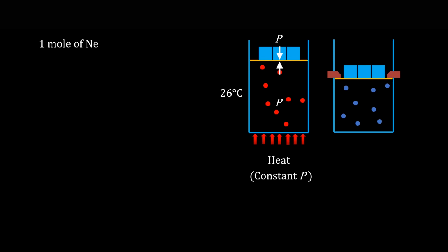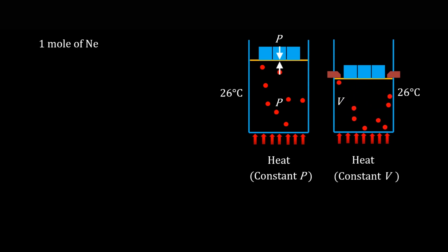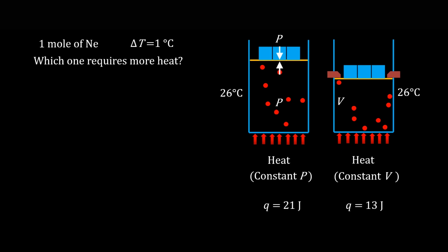In the other case, the piston is constrained. When heat is supplied, the temperature increases. Here the volume is constant. In both the cases, change in temperature is equal, 1 degree Celsius. So which process requires more heat? In the first case, it is 21 joules, and in the second case, it is only 13 joules.